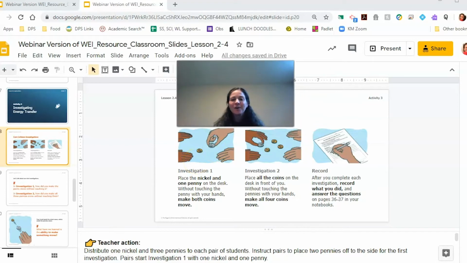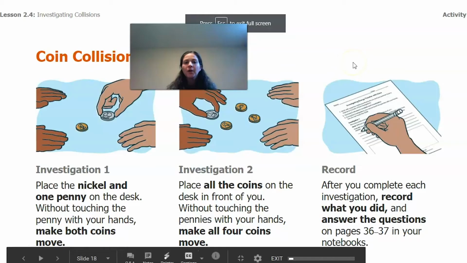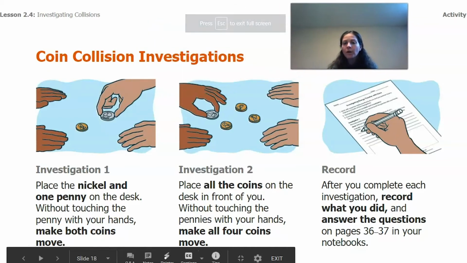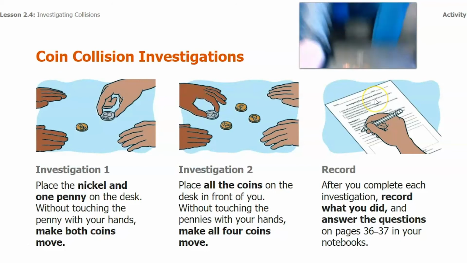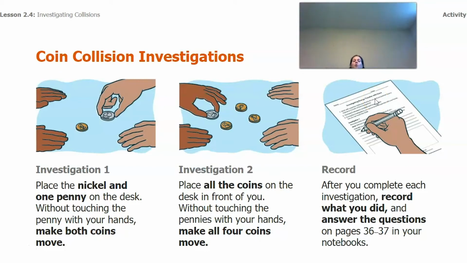Hi, and welcome back. We're going to do a hands-on activity today. So if you have coins, or buttons, you can use other different things for this, you're going to do some coin collision investigations. The first investigation is you are going to place a nickel and a penny on your desk, or on your floor, or on your table. And without touching the penny with your hands, you're going to make both coins move. The second investigation is you're going to place all of your coins in front of you. So 3 pennies and a nickel. And you're going to make all 4 coins move.